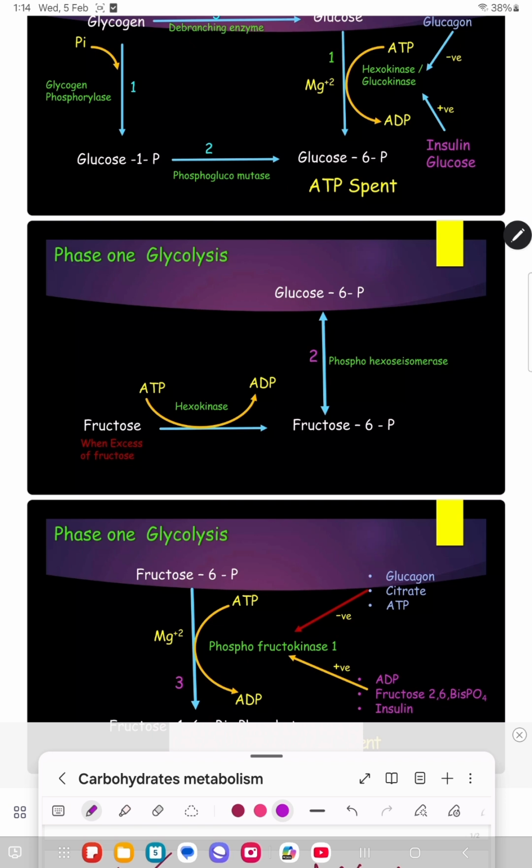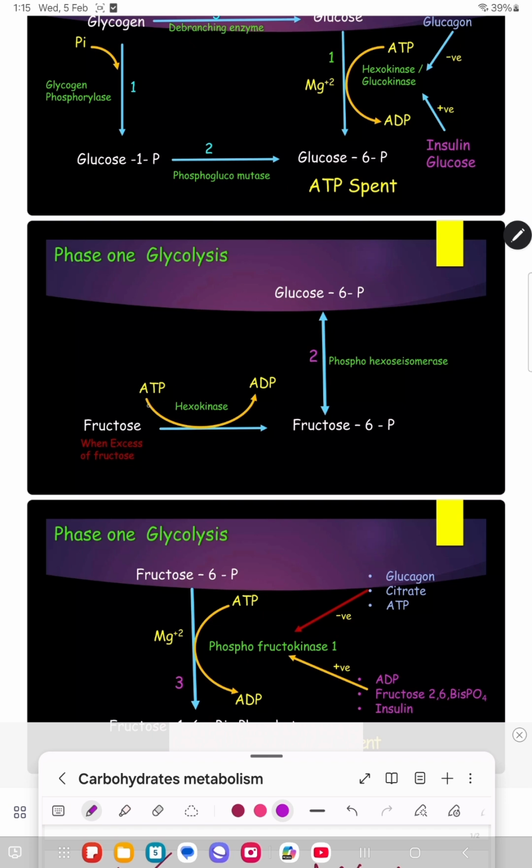Okay, understood? So you can see this is the aldose sugar and this is the ketose sugar. So there is a change in sugar with the help of this enzyme. Fructose 6-phosphate also has another source of formation: when there is an excess of fructose in our body, the fructose will be converted to fructose 6-phosphate with the help of the enzyme hexokinase.